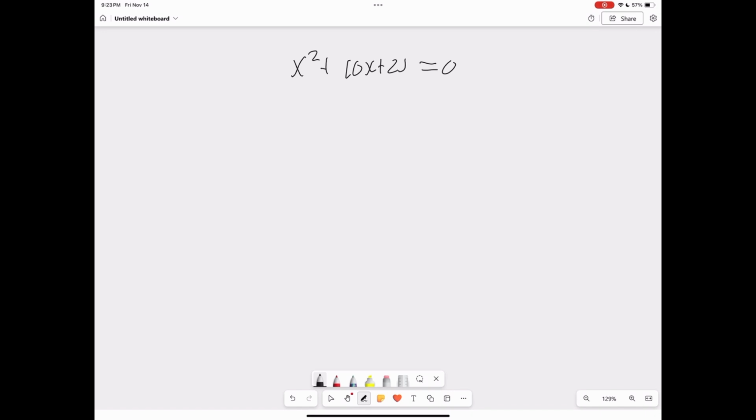Let's label A, B, and C. Remember, it's called A times C for a reason. We have to multiply our A and our C coefficients, so we do 1 times 25 in this case. 1 times 25 equals 25, and we have our B equal to 10. So we need two numbers that multiply to 25, but those two numbers also have to add to 10.